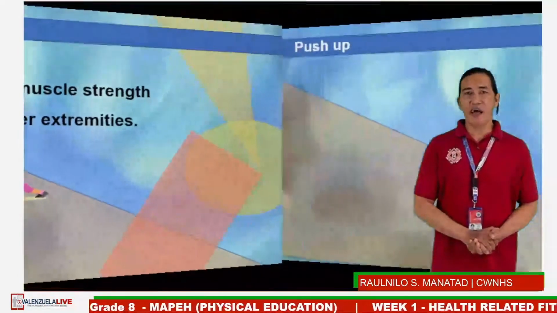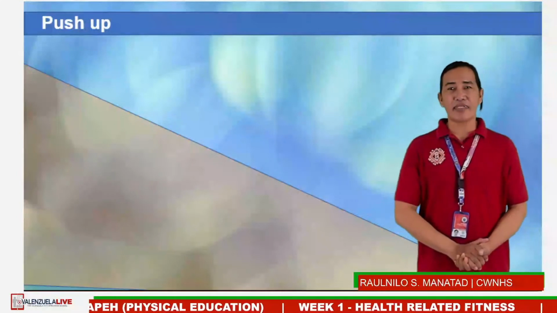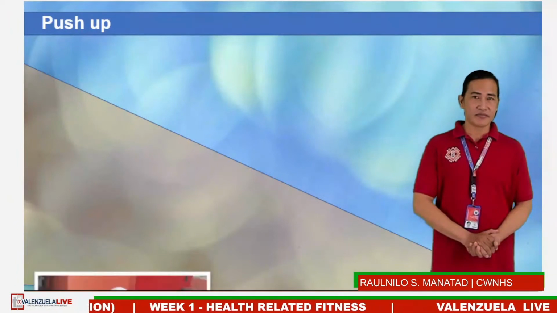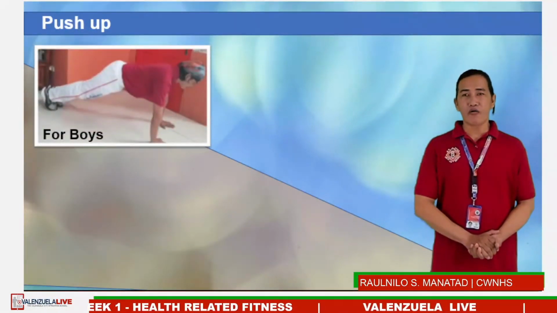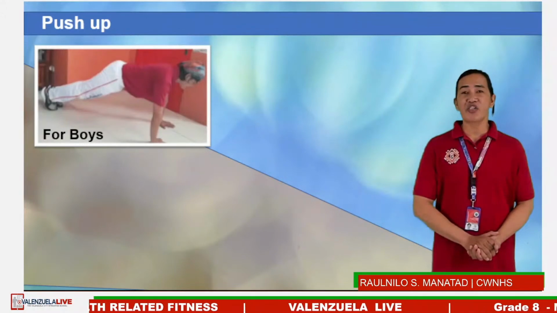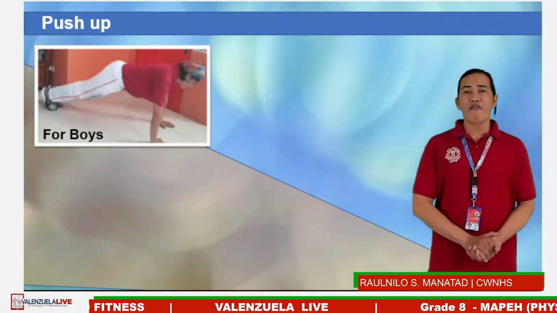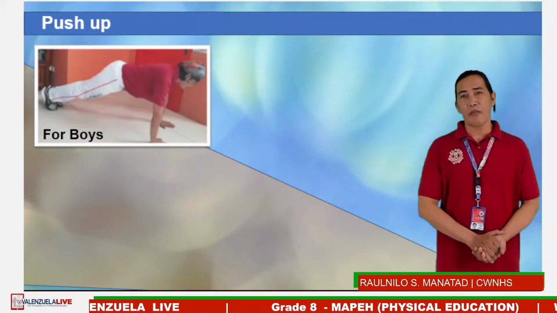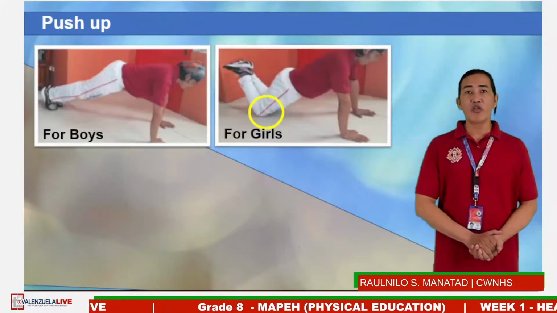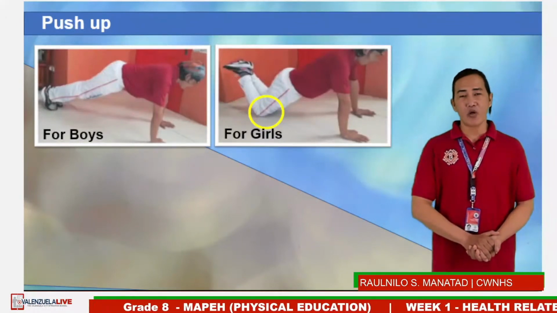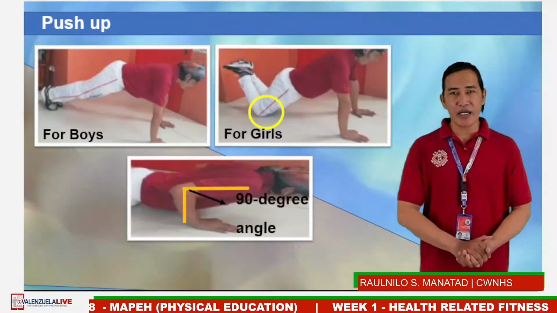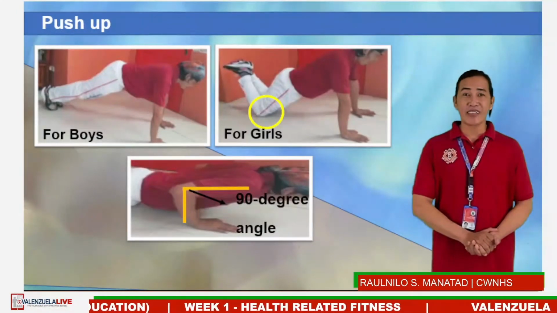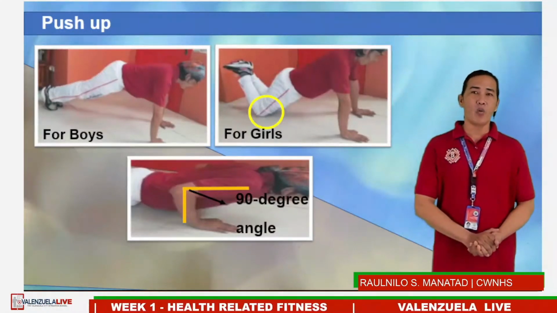Begin this test by lying down on the mat, face down in standard push-up position. Palms about shoulder width and fingers pointing forward. For boys, legs are straight, parallel, and slightly apart. For girls, use your knees instead of your toes. Lower your body, keeping your back and knees straight until there is a 90-degree angle at the elbow.